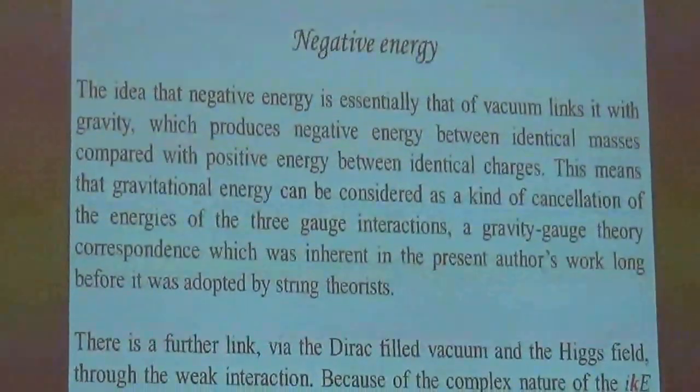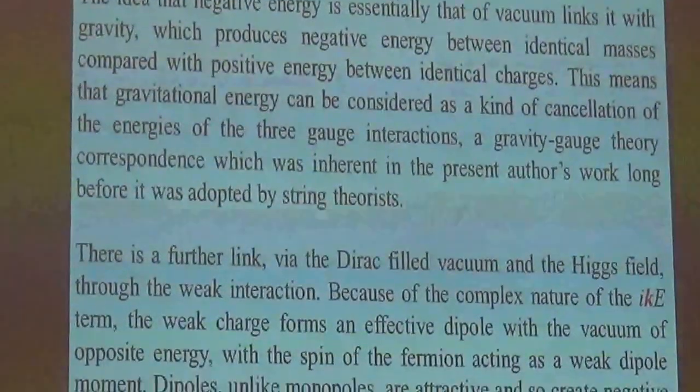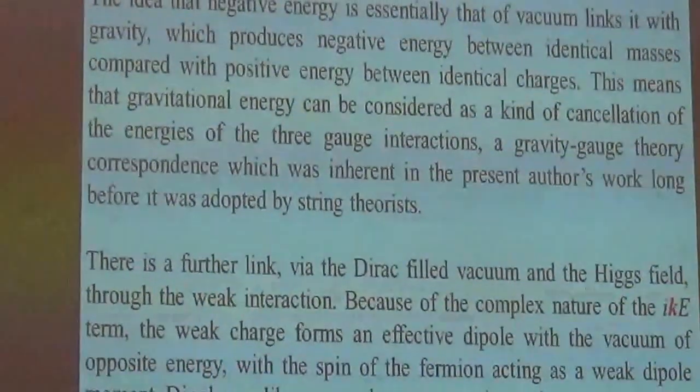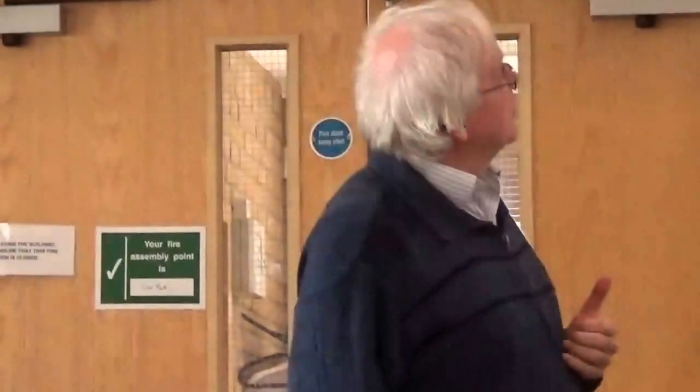And so I think the idea of negative energy is essentially that of vacuum links it with gravity, which produces negative energy between identical masses, whereas you get positive energy between identical charges. So gravitational energy is a kind of cancellation of the energies of the three gauge interactions. That's an old idea of mine, and nowadays the string theorists have taken that up and called it gravity gauge theory correspondence, thinking they're the originators, but they aren't.